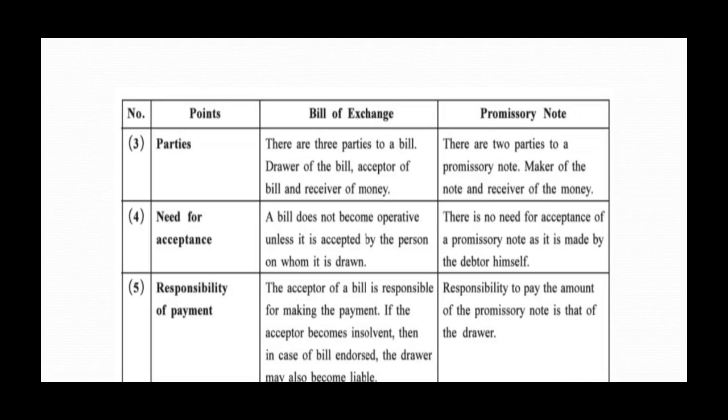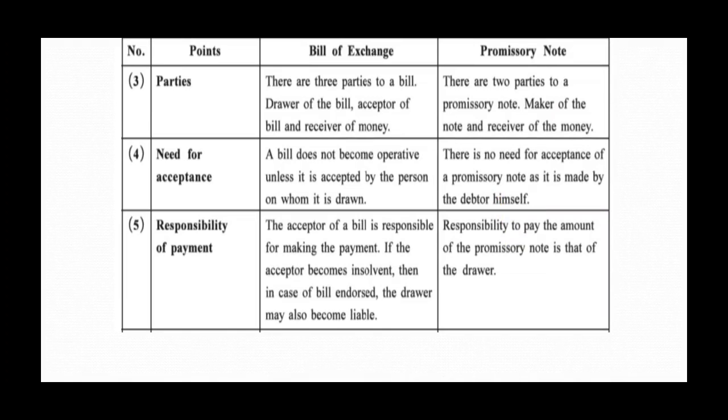Fourth, need for acceptance. A bill does not become operative unless it is accepted by the person on whom it is drawn. In case of promissory note, there is no need for acceptance of a promissory note as it is made by the debtor himself.